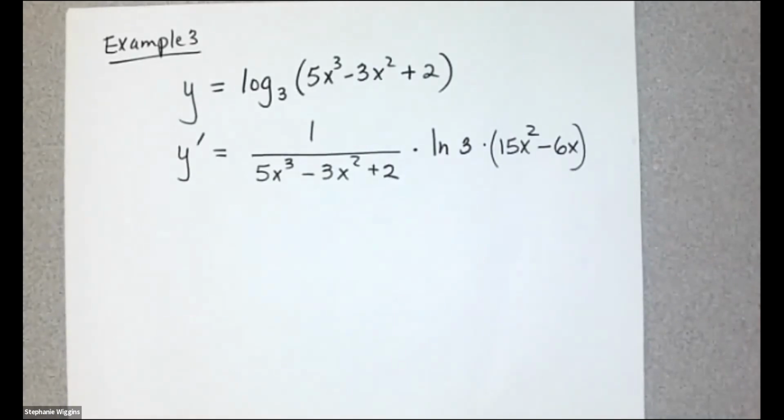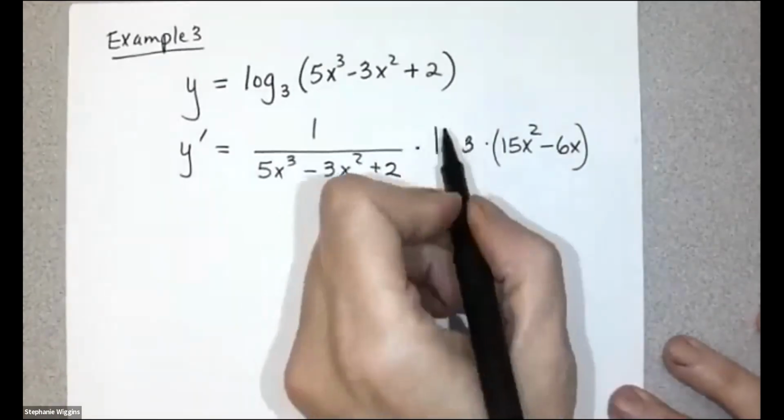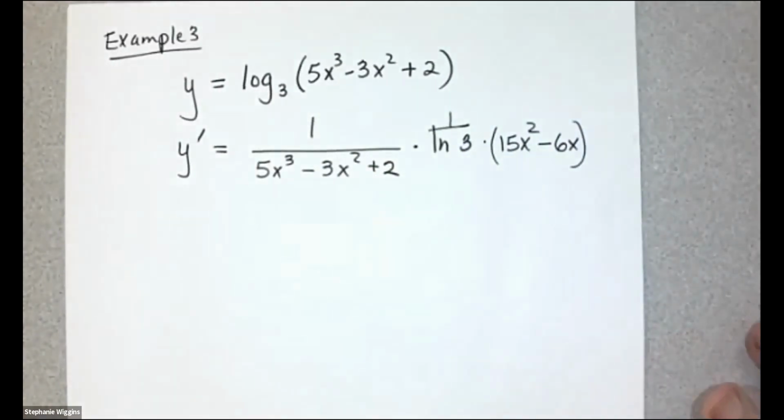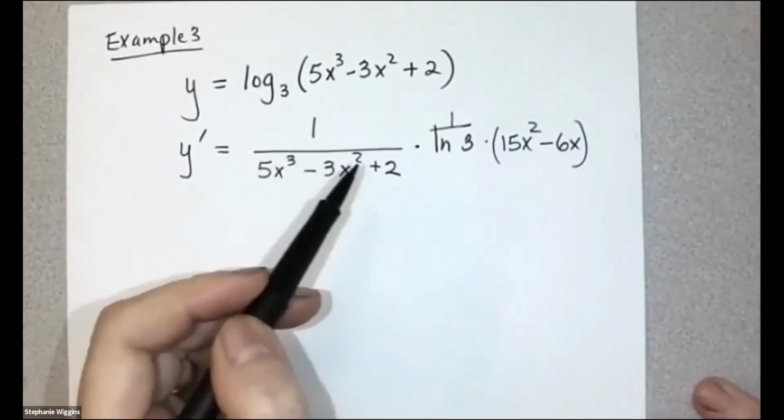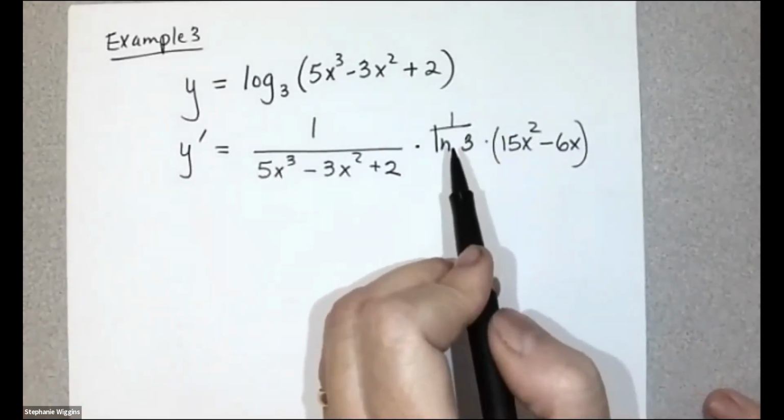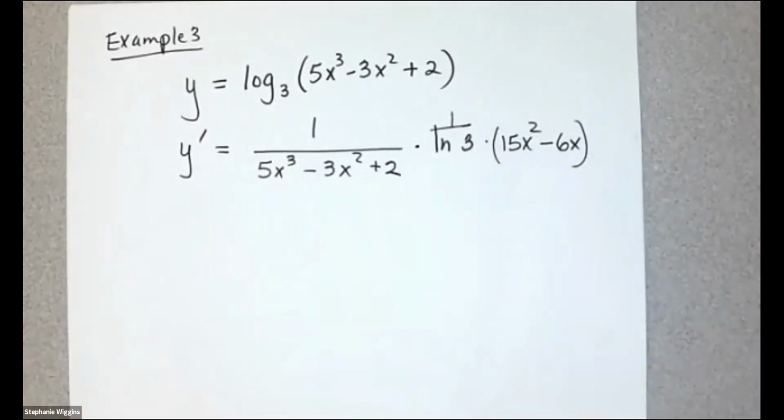Oh, I made a mistake. Oh gosh. This is 1 over ln 3. Just like you multiply by ln 3 when it's the exponential function, not the logarithmic function. I kind of got that backwards. Let's go back to our rules. Sorry, I just was in the mode of doing exponential functions and switching to logs.